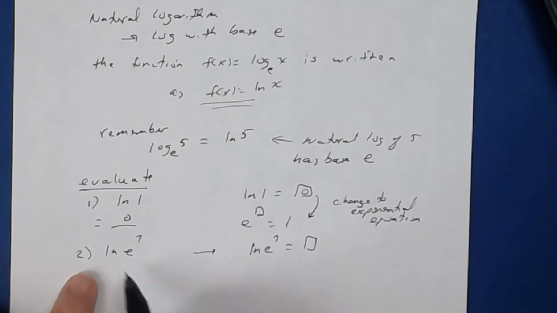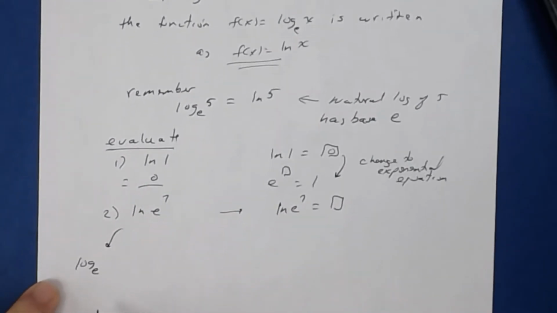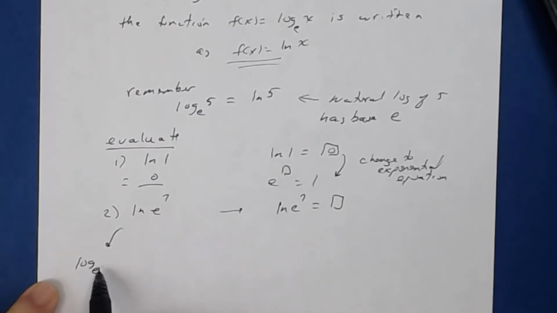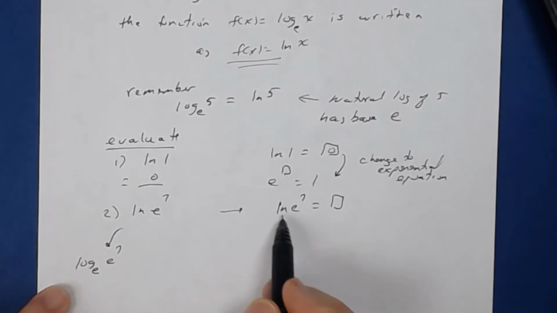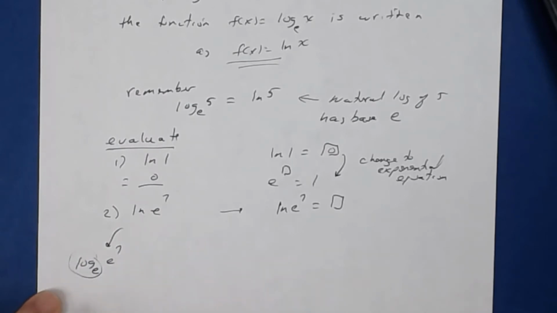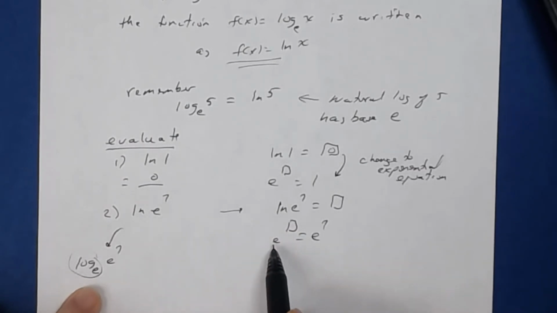Now I need to remember this: ln is log with what base? E. So that ln means this. You're saying the log of e to the 7th with base e. So you're going to say e to the box is equal to e to the 7th. Well, if I want this side to equal e to the 7th, then this exponent must be what? 7.